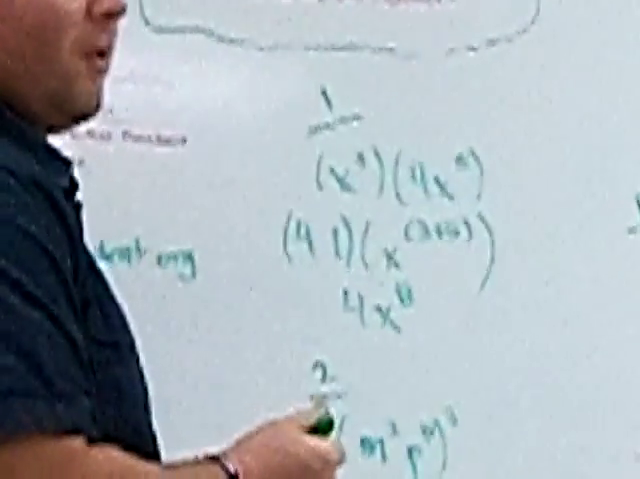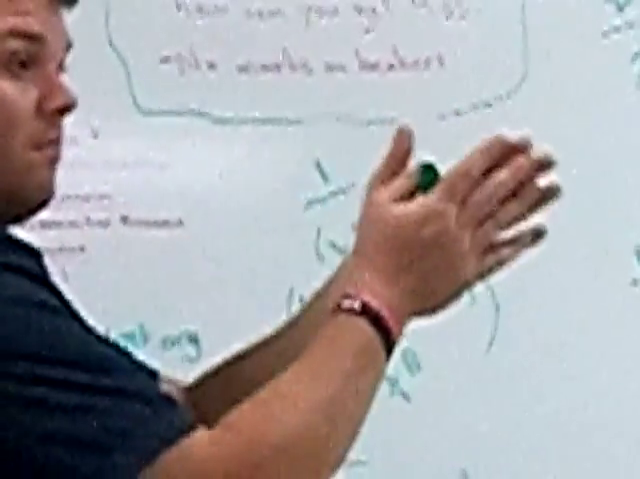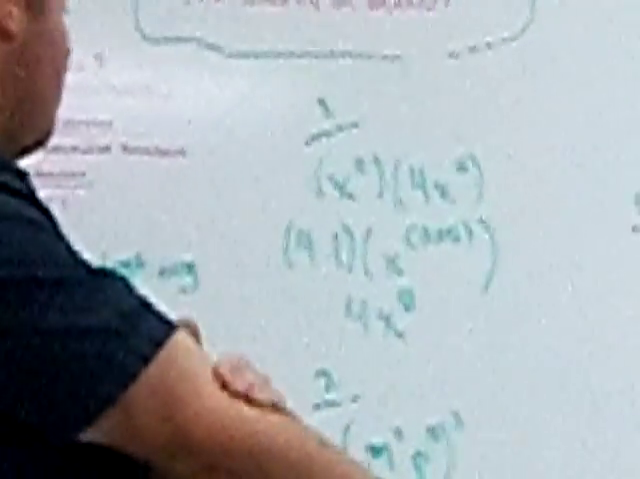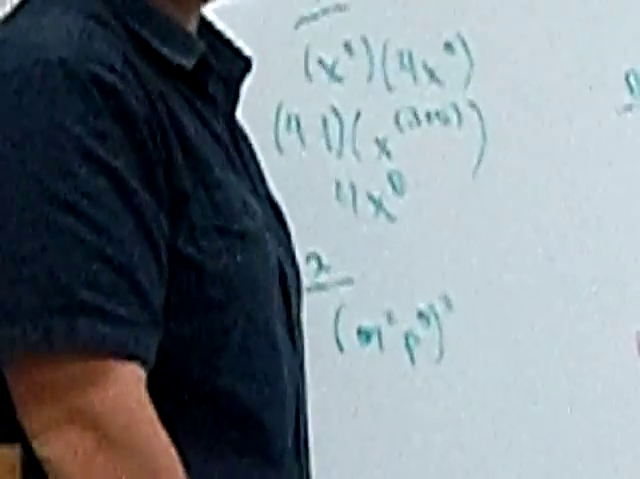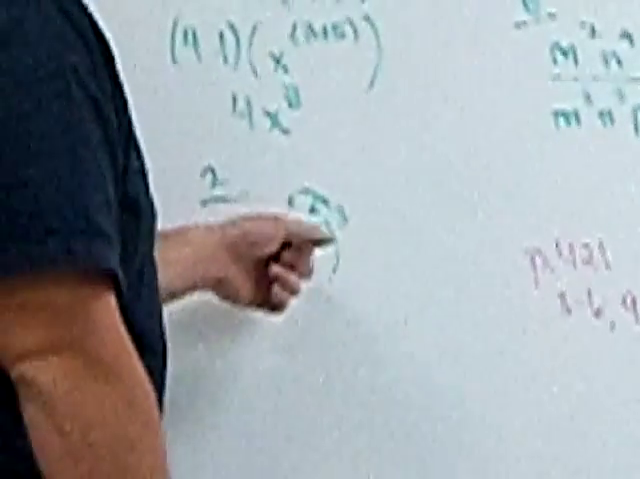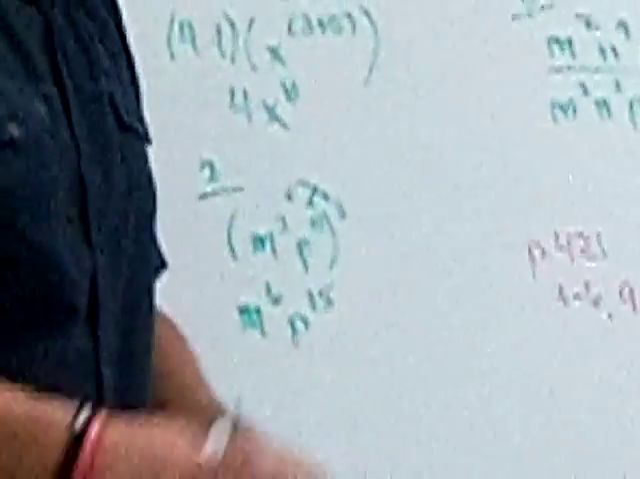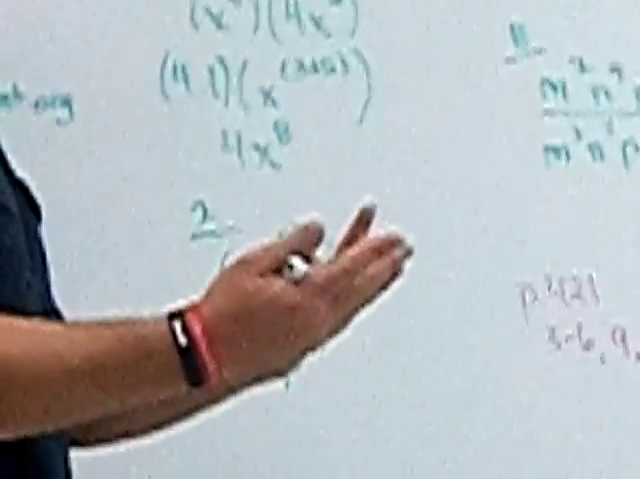When you're multiplying, all you have to do is add the exponents together. The second one, when you have a power raised to a power, distribute your exponents. m squared, 2 times 3 is going to give you m to the 6th. p to the 5th, 5 times 3 gives you p to the 15th. When you have powers raised to a power, multiply the exponents.